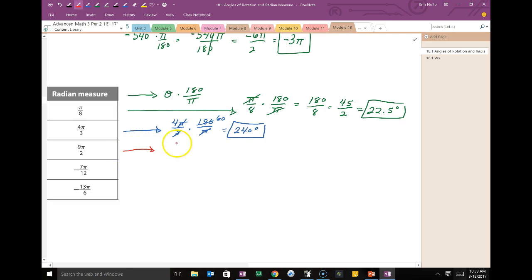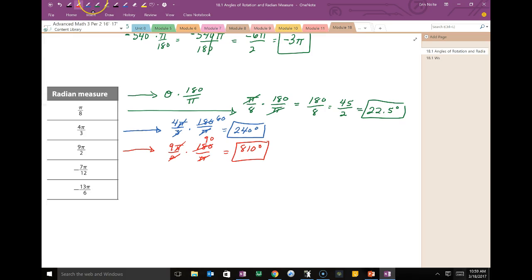So 9 pi over 2 times 180 over pi. Pi's cancel. 2 goes into 180 90 times, and 90 times 9 is 8100. Wow, that is a big angle measure.